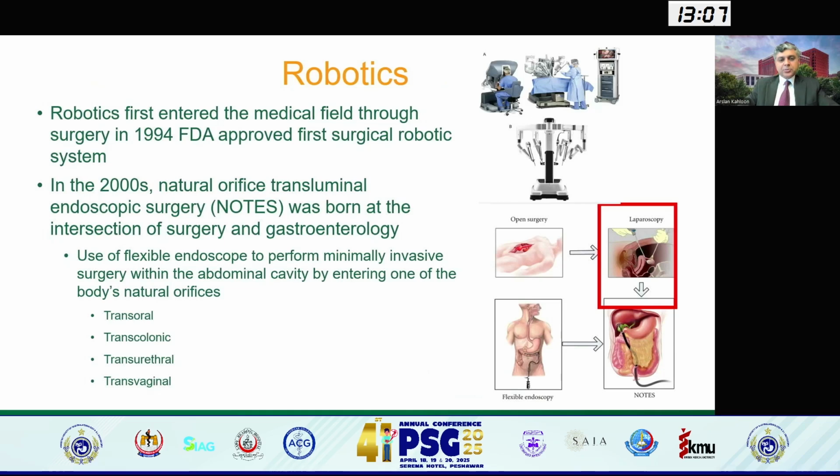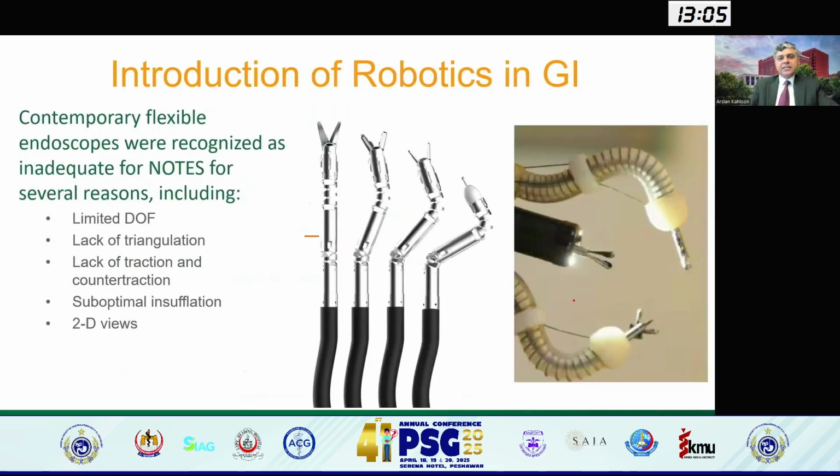However, when experts started to perform NOTES procedures, they realized that contemporary flexible endoscopes that we are used to, that we use to perform endoscopic procedures, were felt to be inadequate in terms of performing NOTES procedures, and there were several different reasons for that, which are highlighted here. They all offered very limited degrees of freedom. So degrees of freedom of different various planes that endoscopes can move in terms of maneuvering, in terms of performing complex procedures. So all the endoscopes had very limited degrees of freedom. They lacked triangulation.